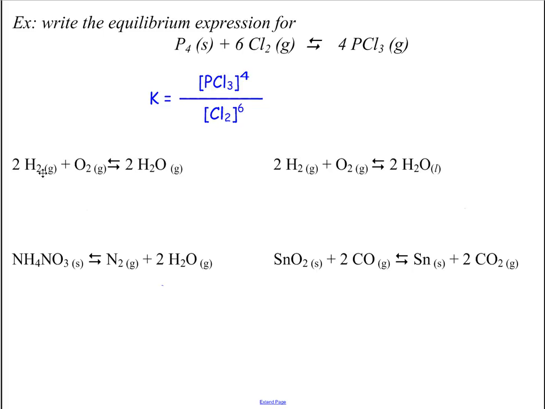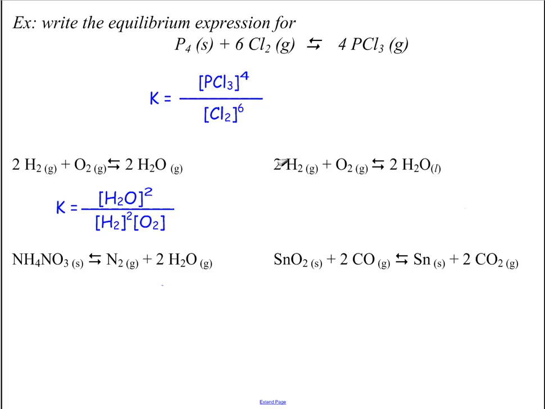I have 2 molecules of hydrogen and a molecule of oxygen, making 2 molecules of water vapor. Products over reactants to their powers. The equilibrium expression is K equals water squared over hydrogen squared times oxygen.